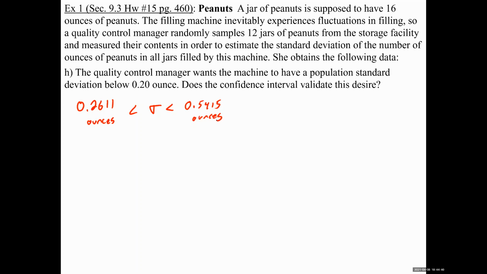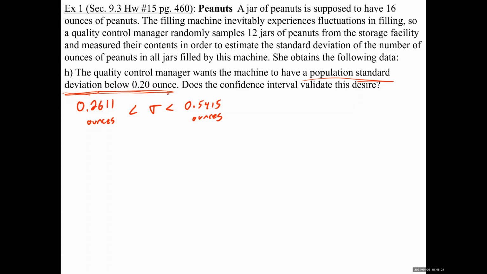That's our guess. Now they're asking us, it's kind of like, you work at this company and they're asking you, is our machine good enough or do we need to fix it or replace it or something? It says the quality control manager wants a population standard deviation, that's sigma, below 0.20 ounces. Remember, the smaller the standard deviation is, the smaller sigma is, the more consistent the machine is. The quality control manager wants the standard deviation to be less than 0.20 ounces. In other words, less than 0.20 ounces is acceptable. If it's not less than 0.20 ounces, we've got to fix the machine or replace it and buy a new machine or something like that.